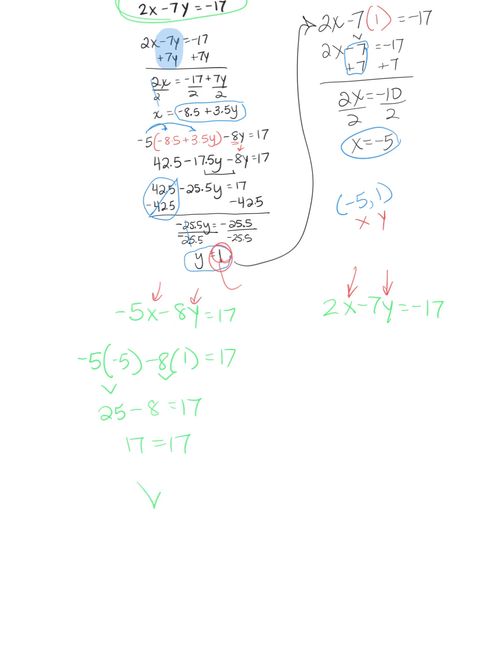17 is 17. On this side, we have 2 times negative 5 minus 7 times 1 is negative 17. That's negative 10, that's minus 7. And negative 10 minus 7 is negative 17. We did it right.